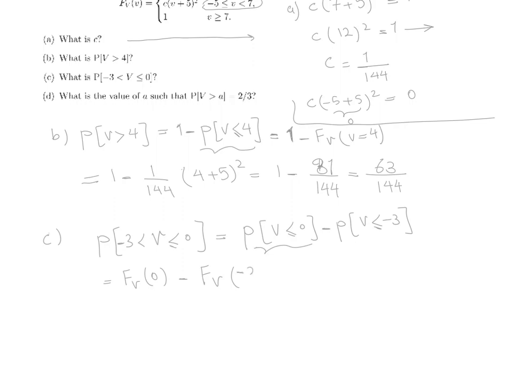Both of these values, 0 and -3, belong to the second interval, and the formula is 1 over 144 times 0 plus 5 power 2 minus 1 over 144 times -3 plus 5 power 2. We can take a factor of 1 over 144 out, that is 25 minus 4, which is equal to 21 over 144.